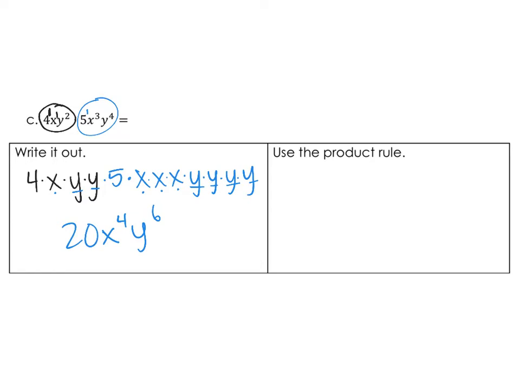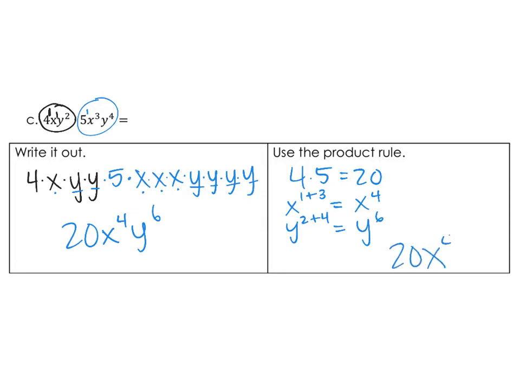Now again, our rule could apply here. With our big numbers, those bases, I'm still going to just multiply them. So that 4 times 5 still gives me 20. That x to the 1st plus 3 more x's, I can add those exponents, giving me x to the 4th. And the y's had a power of 2 and a power of 4. If I add those together, it gives me y to the 6th. So I still get my same answer of 20x to the 4th, y to the 6th.